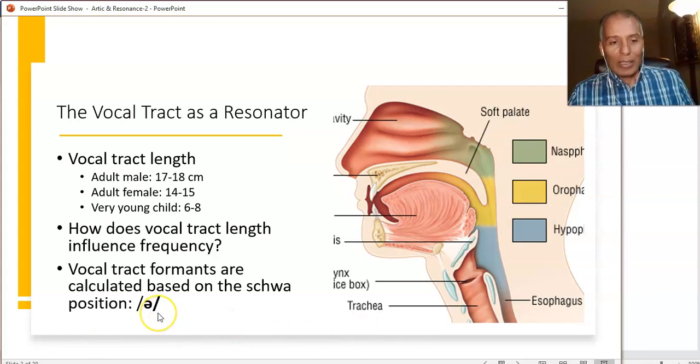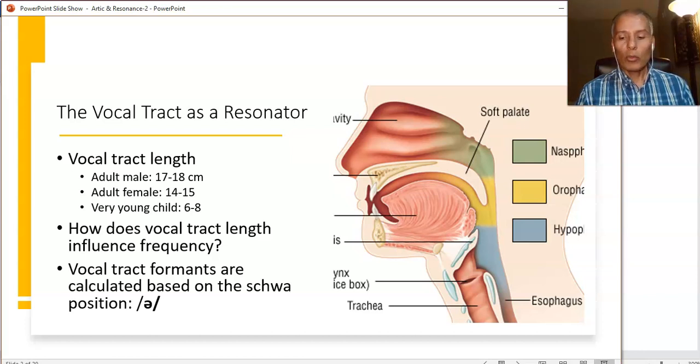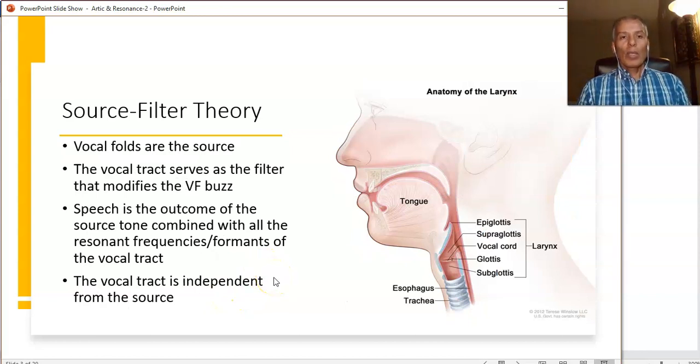The calculations that you did last time for Unit 1, all these calculations for the vocal tract, were based on the schwa sound. So that's like a standard for measuring vocal tract resonance. Now back again to the source-filter theory. That's a way to show us how the vocal tract and the vocal folds interact together to produce the final outcome that we know as speech.